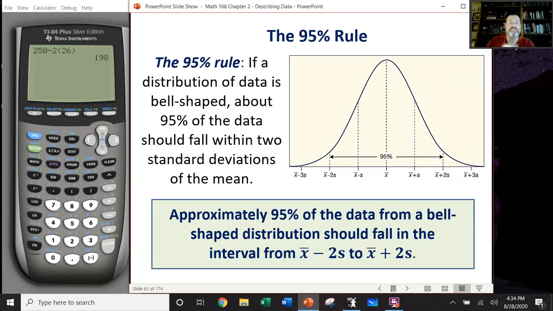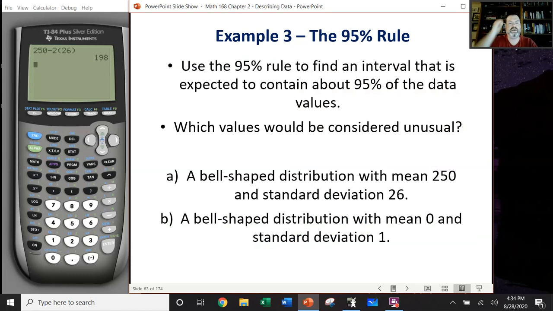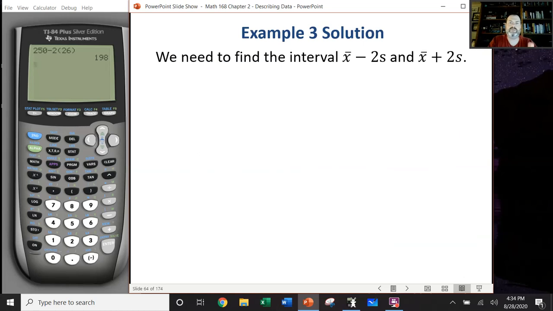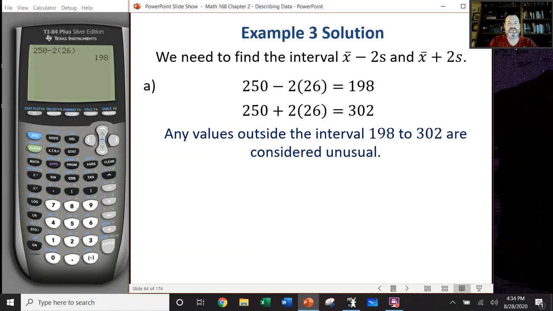And we can go back and look at that graph again, right? Here's 250. Here's 250 plus 2 times 26. Right, so here's 302, here's 198, and you can see 95% of the prices will be in that range. So anything in the tails is considered unusual. What about part B here? Mean 0, standard deviation 1. Well, it's the same thing. We need to find the interval. So it's 0 minus 2 times 1 is negative 2, and 0 plus 2 times 1 is 2.